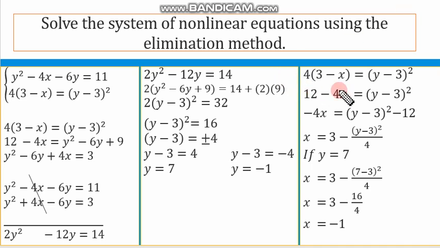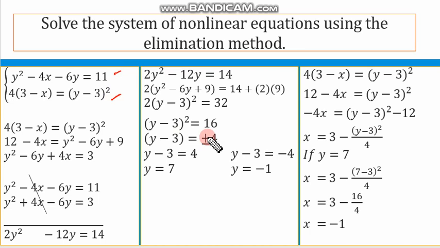Another example of elimination method. So the system is y squared minus 4x minus 6y equals 11. And then the second equation is 4 times quantity of 3 minus x equals quantity of y minus 3 squared. So this is a general form of an equation, and this is the standard equation.